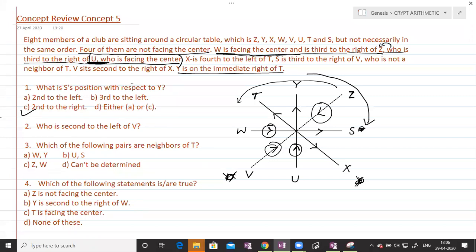Everybody got it. I think Anamika also got it. Who is second to the left of V? V is looking inside, remember. Second to the left. Left means what? This side, because looking towards the center. The left, that side. It means T must be the answer. The answer is T for this. Right? Who is the second left of V? That is T. Next one.